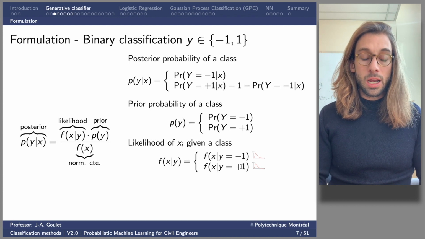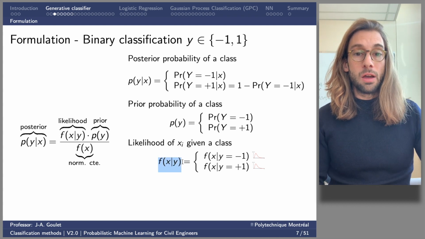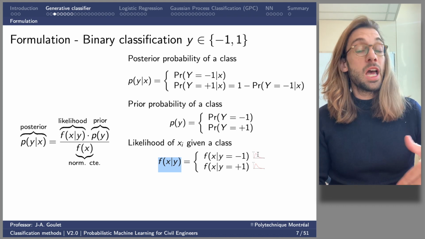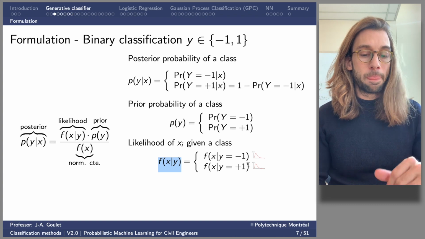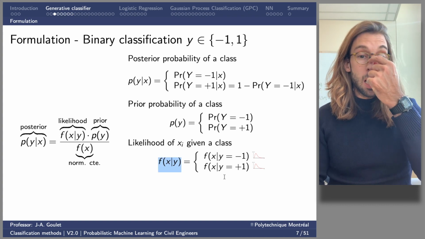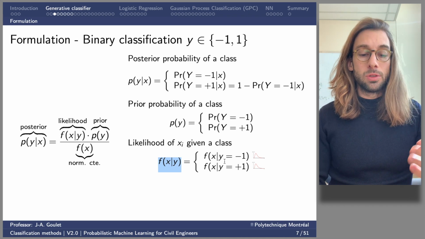So this here is really a conditional PDF. When y equal minus 1, I have a PDF. When y equal plus 1, I have another, different PDF. And what differs between these two PDFs is actually their parameter values.